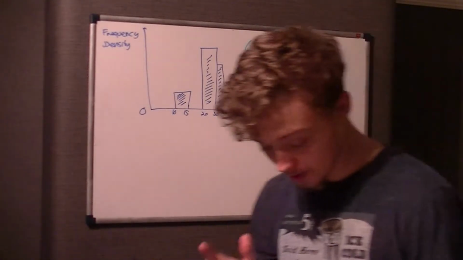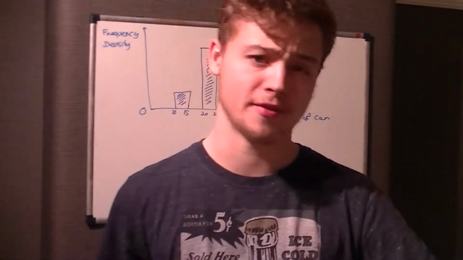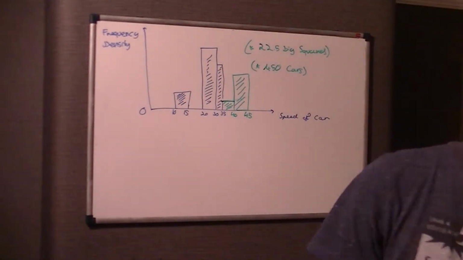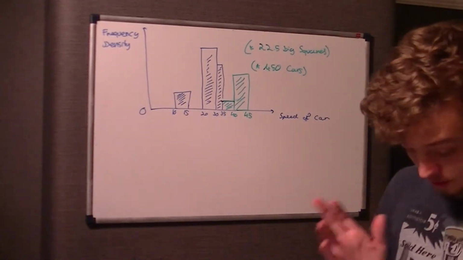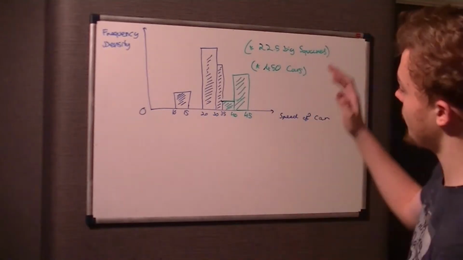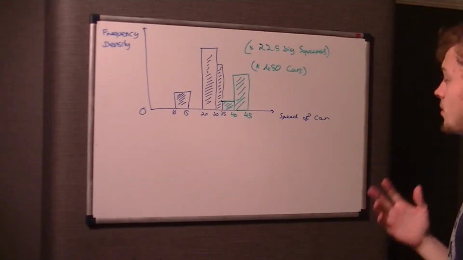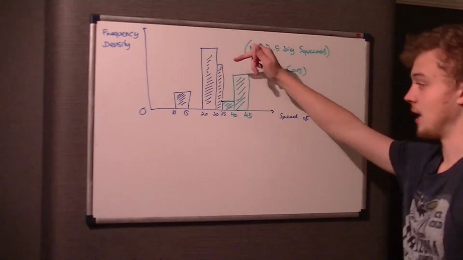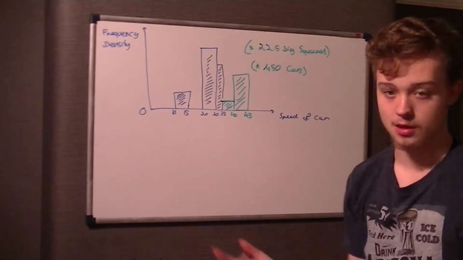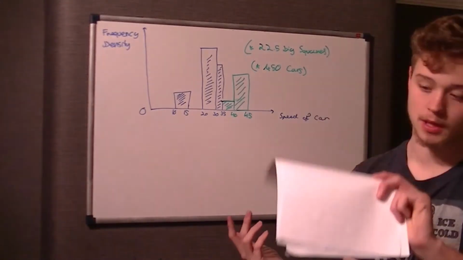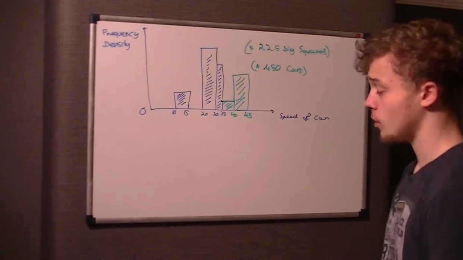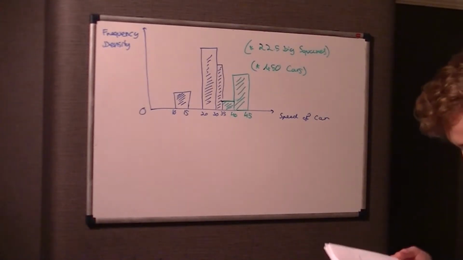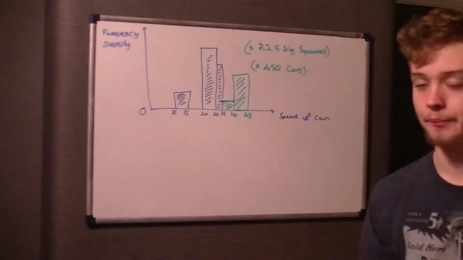Anyway, we are told he records the speed of 450 cars, nothing else. The histogram that we're given here represents the results. I've put the 450 cars, but I've also put 22.5 big squares. These are just the squares that I've counted in here. Or you could have counted little squares, but I haven't done that.